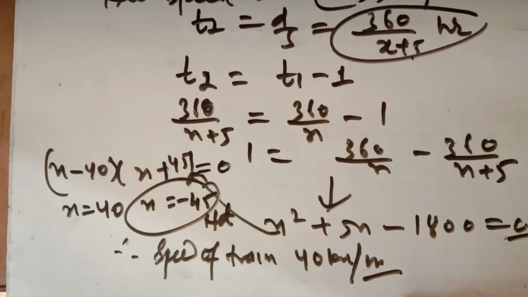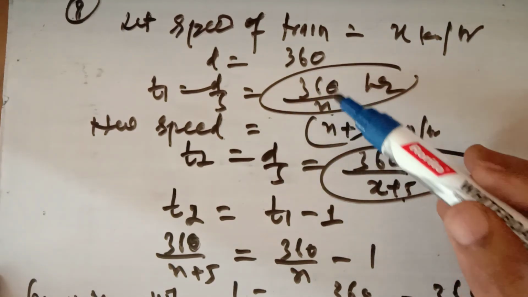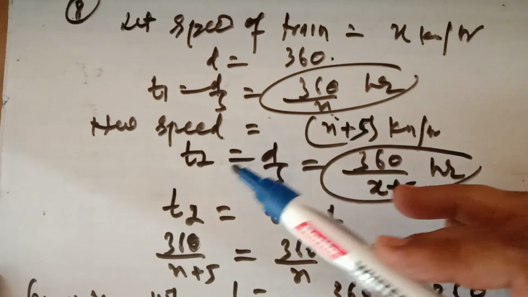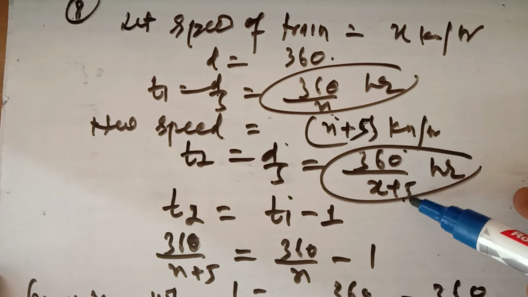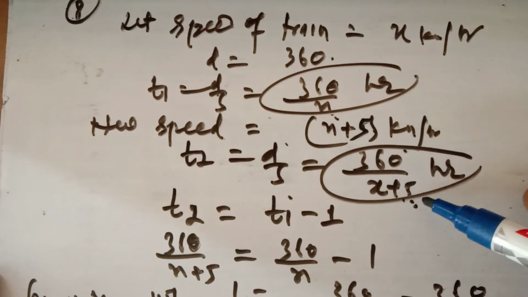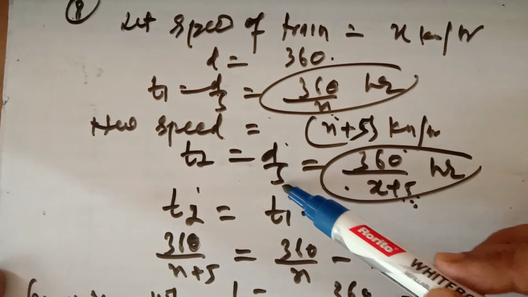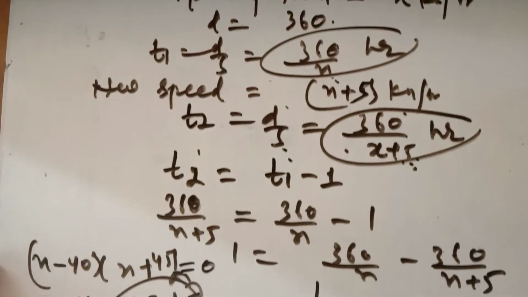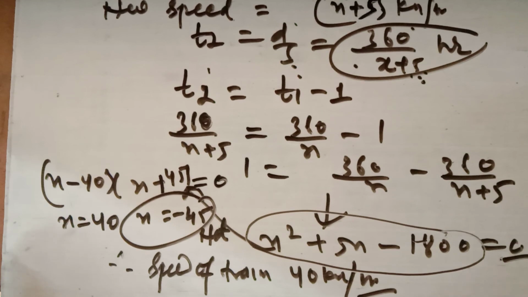So this is the question number 8, which is important. I have let the original speed be x kilometer per hour. The time taken will be distance upon speed. The distance is given as 360. Now the speed has been increased by 5 kilometer per hour. So the time taken will be distance upon speed, which will be 360 upon x plus 5. And it is given that by increasing the speed, the train is taking 1 hour less. So the new time is 1 less than the original time, which is 360 upon x. Taking the LCM, cross multiplying it, I am getting the quadratic equation as x square plus 5x minus 1800 equal to 0. By solving the quadratic equation, I am getting x is equal to 40 and x equal to minus 45. The speed cannot be negative, therefore the speed of the train will be 40 km per hour.